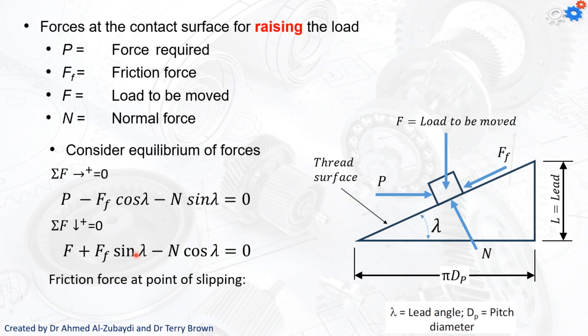Now, the friction force at the point of slipping is going to be equal to the coefficient of friction multiplied by the normal force. We know that. Now I can substitute that value in the equation and find a new equation that gives me the value for the normal force and the required force, the force P.